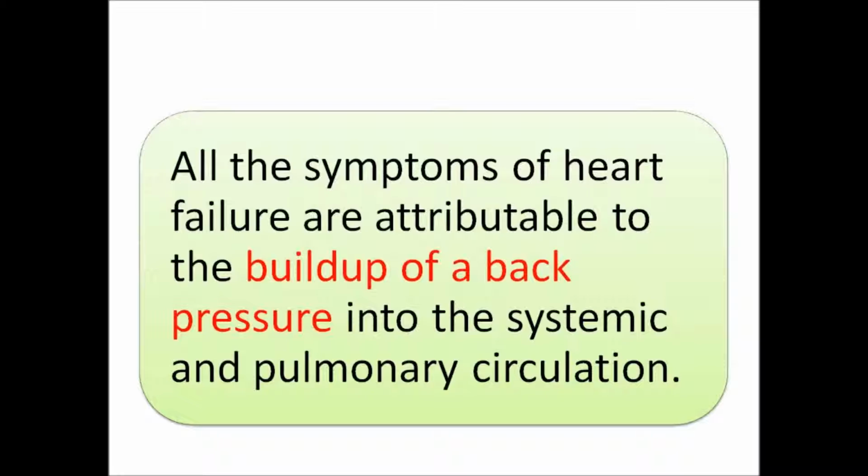All these are attributable to the buildup of a back-up pressure throughout the cardiac chambers and into the pulmonary and systemic circulation. But you also know that these compensatory mechanisms we have discussed are also responsible for these symptoms, and that's why we may see an overlap in symptoms. Edema may be present in a patient with left side heart failure, because edema not only results from a build-up of a backup pressure into the systemic veins, but also from the increased water and sodium retention that result from the activation of the renin-angiotensin aldosterone system.